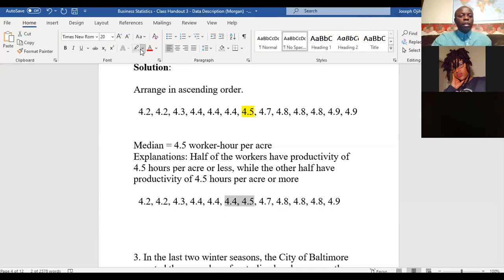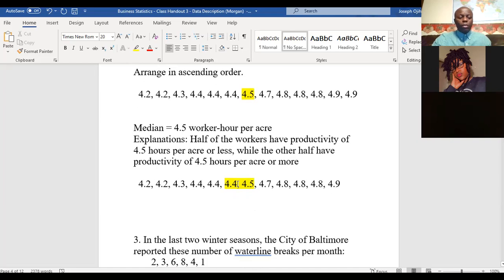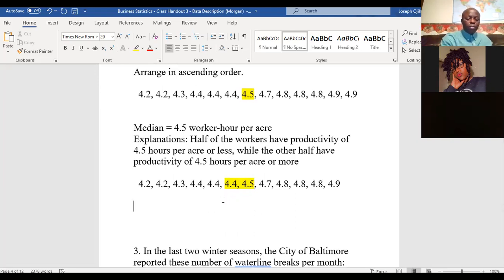In that case, the median will be the sum of these two divided by 2. So to find the median, what we're gonna do is this. The median becomes 4.4 plus 4.5 divided by 2. That will give you the median.